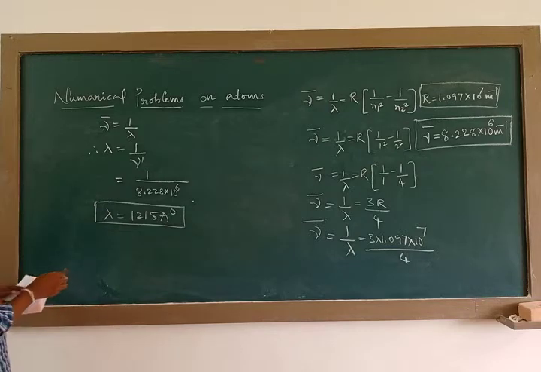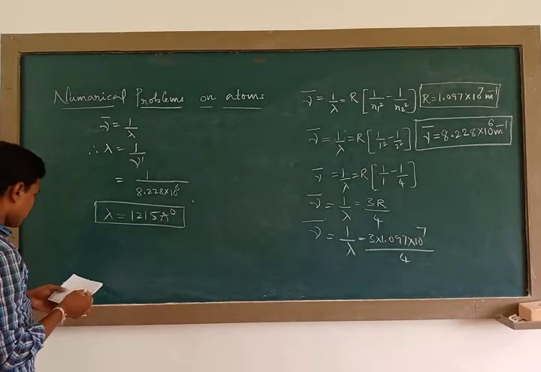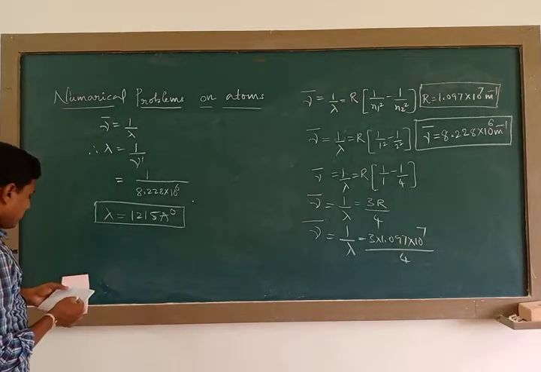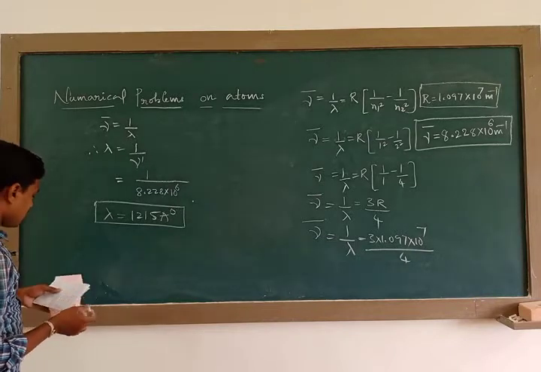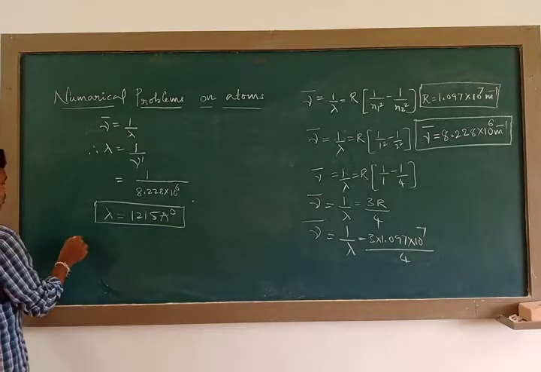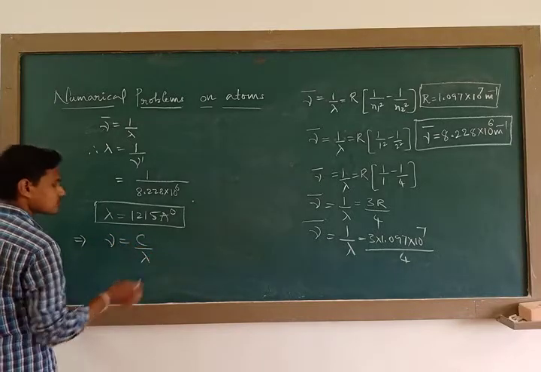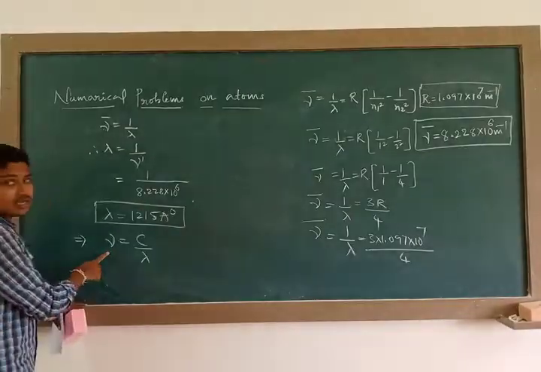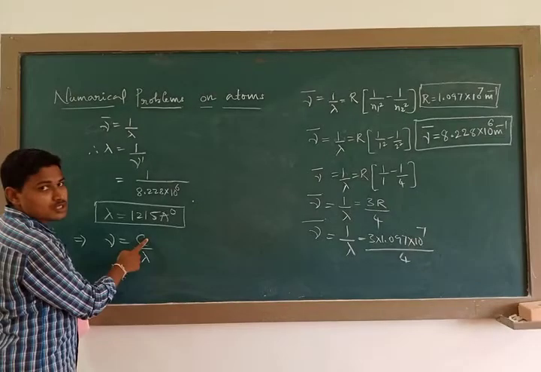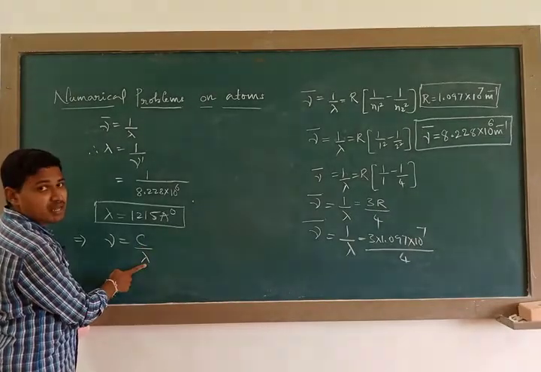Third one they are asking, what is the frequency? Wave number we did, wavelength we did. Next we have to find frequency. Very simple relation. We know that nu is equal to c by lambda. Frequency of the light is equal to speed of light divided by wavelength.